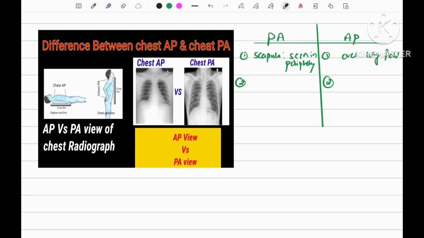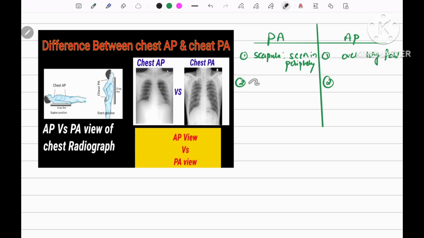We can see that if this is the apex of the lung fields, then the clavicles are projecting over the lung fields, and it is tilted. But in case of AP view, if this is the apex, the clavicles are above the apex of lung fields, and they are somewhat straight, they are not tilted.